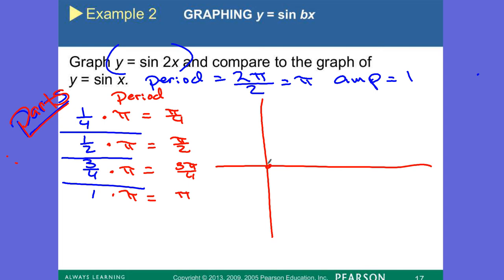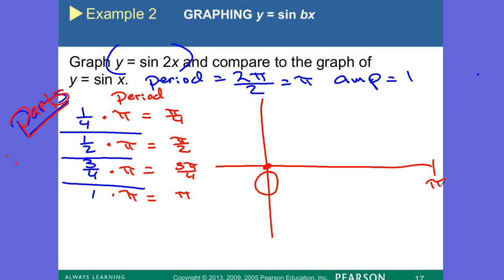So, I'm just going to do it over one period. This point right here is going to be my 0. So, if that's 0 right there, what is this side right here? 1. Where? Wait, wouldn't that be 2 pi? It's going to be pi. Why is it pi? One period.